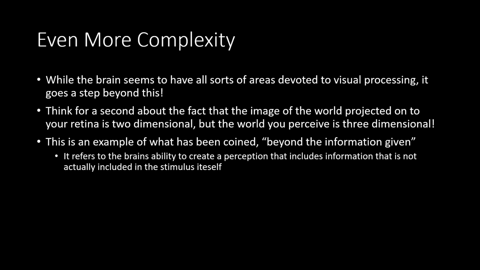A good way to think about this would be to take a moment and consider the fact that the image that is projected onto the back of your retina is a two-dimensional image, yet somehow the world you perceive is in three dimensions. And how exactly is that happening? Ultimately, your brain is adding or creating new pieces of information that allow it to perceive in three dimensions, even though the input it is receiving is a two-dimensional input. This is an example of what has been coined beyond the information given, and it refers to the brain's ability to create perceptions that include information that is not actually included in the stimulus itself.